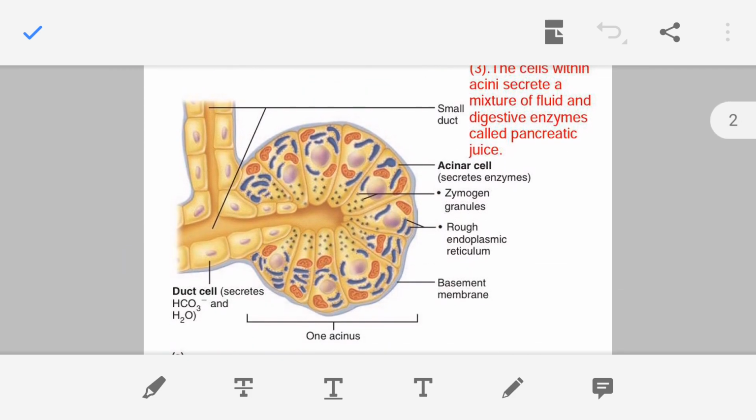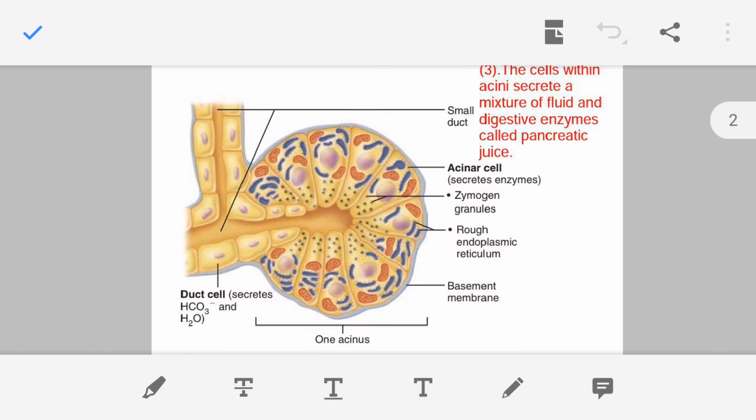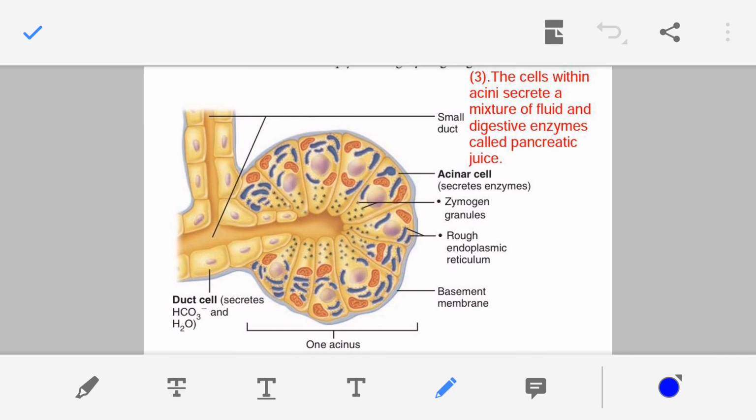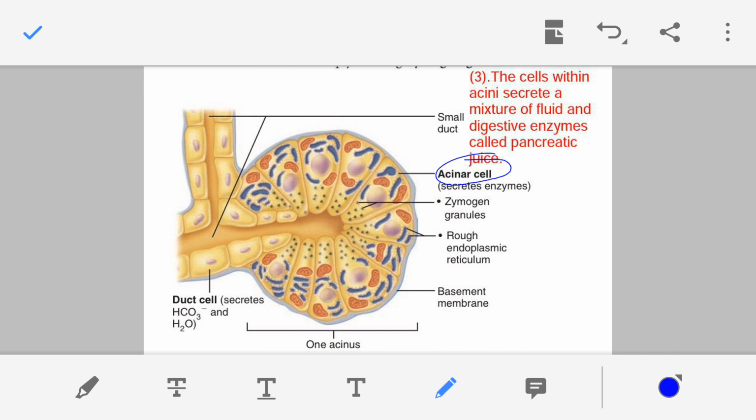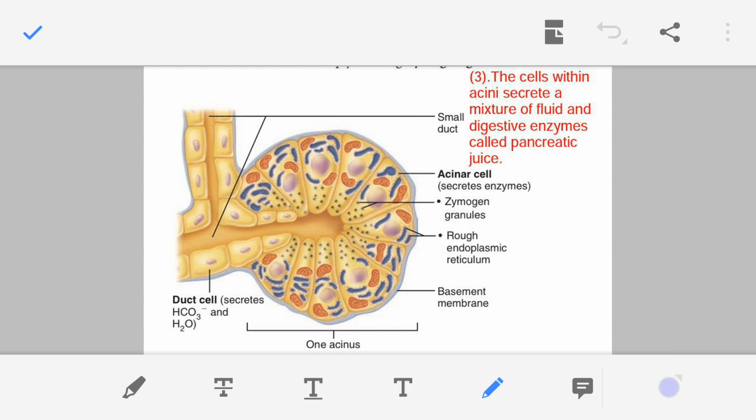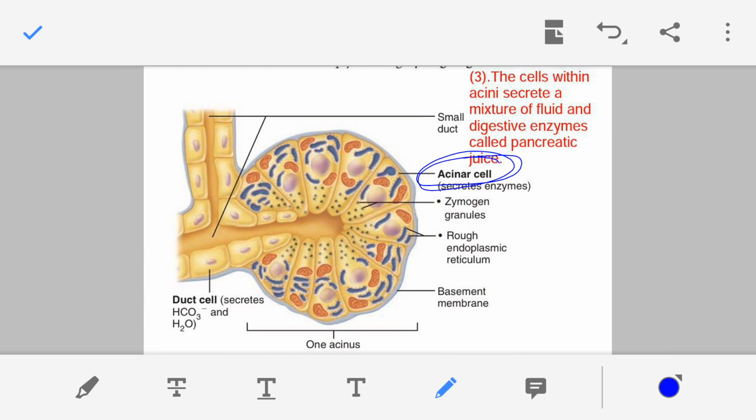Now here in this figure, one acinus is shown. For example, here it is written one acinus, and these are the acinar cells. For example, this one is an acinar cell. All these cells are acinar cells. And what is the function of the acinar cell? The acinar cells secrete a mixture of fluid, and also they secrete the enzymes. Together, this mixture of fluid and enzymes makes up the pancreatic juice. So in short, the acinar cells are the cells which are secreting the pancreatic juice.